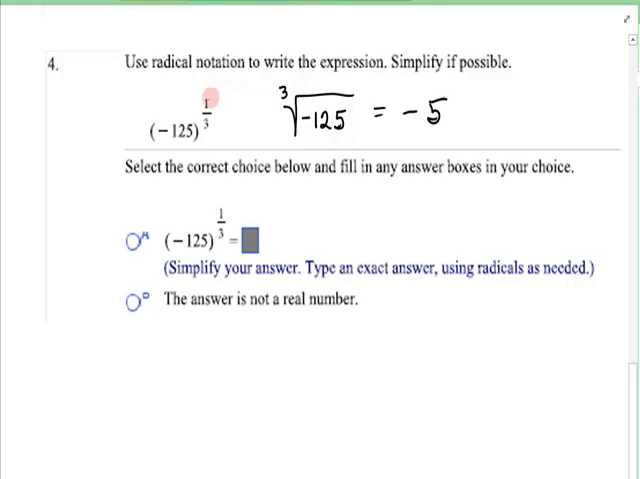It's important in higher math that you be able to switch between rational exponents and radical notation. There are certain things easier to do in this format. There are other things easier to do in this format. So you want to be able to switch back and forth, and you are getting just the first exposure to that.